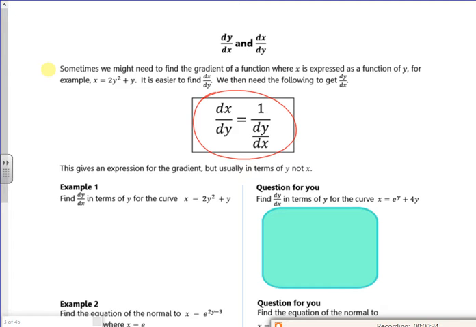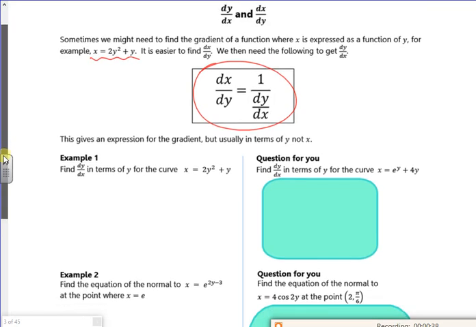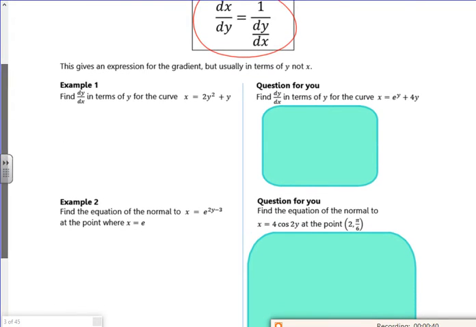So it talks about an expression, x equals 2y squared plus y. If I have a look a little bit further down, it's x on the left, so I've got dx. My variable on the right is y, so dy goes on the bottom. So if I just differentiate it as normal, 2y squared becomes 4y, and y becomes plus 1.